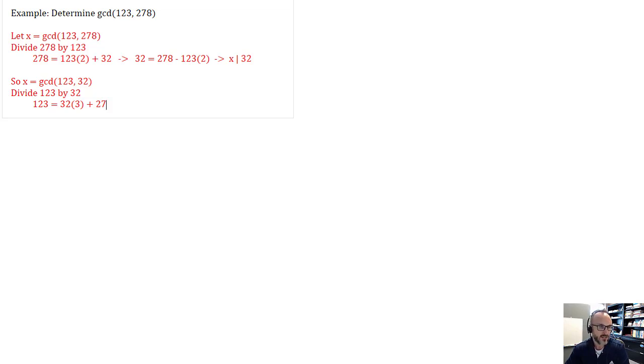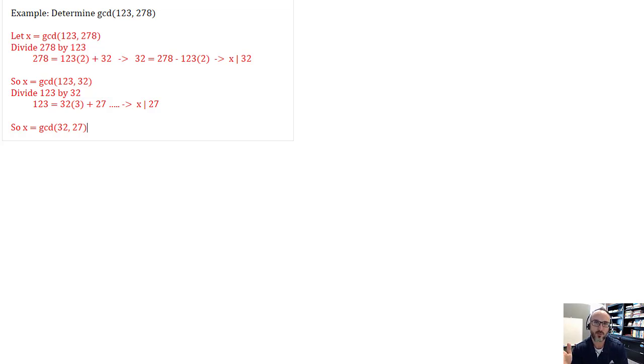Okay, and you might be catching on. You don't really have to rewrite the 27. The conclusion here is going to be that x, our greatest common divisor, has to divide 27, the remainder. So let's think of x as being the GCD of the previous smaller number 32 and the new small number 27. Now again, you might know what the GCD is and you could stop and write it down, but I'm going to finish the algorithm all the way to the end so you can see what happens in different cases.